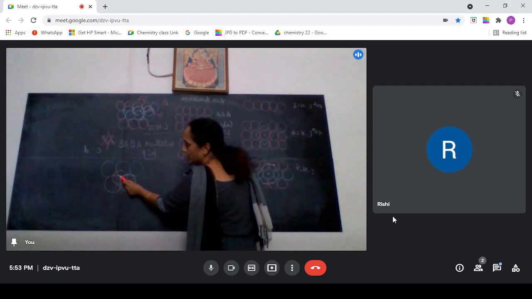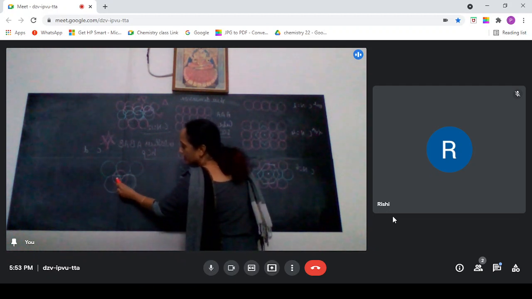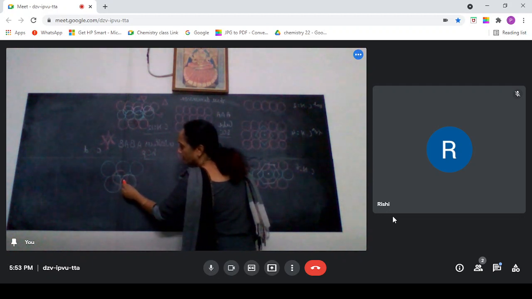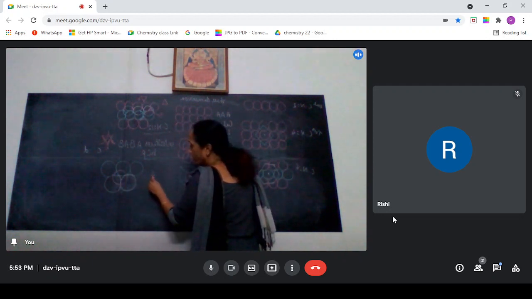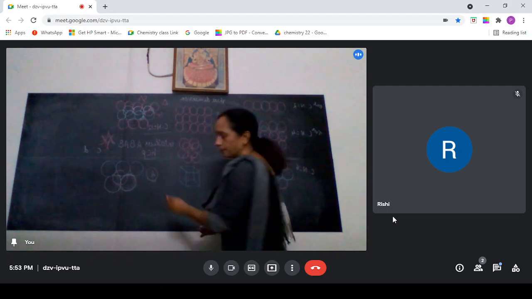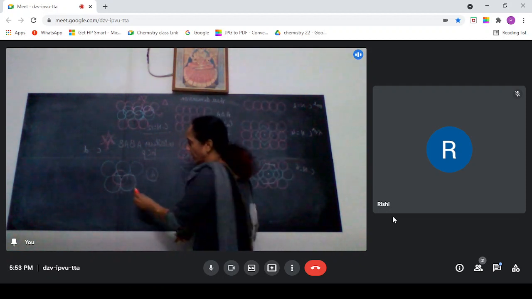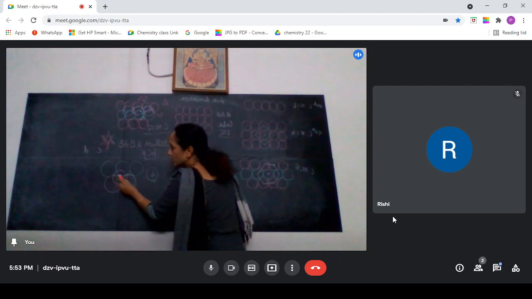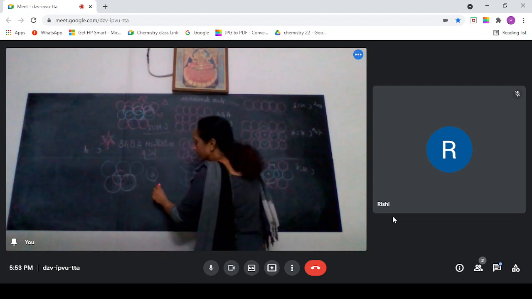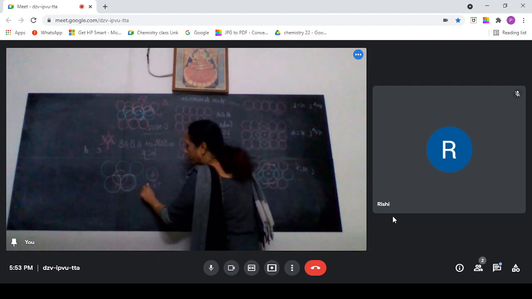If you see this void, it is touching 1, 2, 3, 4. 4 particles it is touching. That void, I am talking about the void. This void, if you consider, this void is touching 4 spheres. That is why it is called as tetrahedral void.